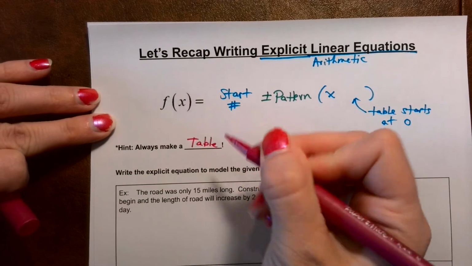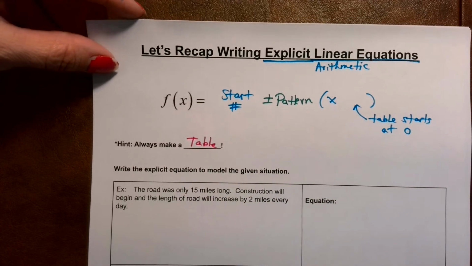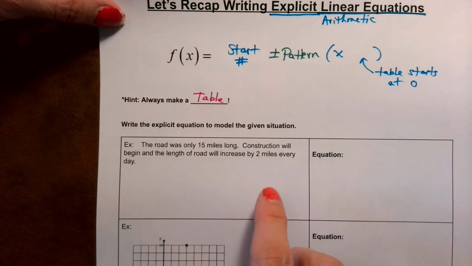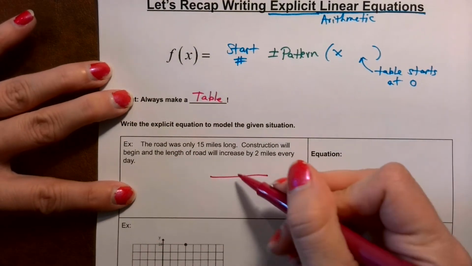Something I want to make sure you do, always make a table. Always make a table. So if they don't give you a table, you make one yourself. Take a look at this one here. It's a story, a scenario. So I'm going to make a table.